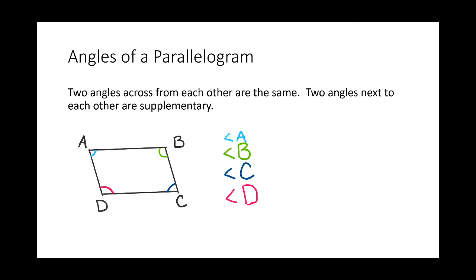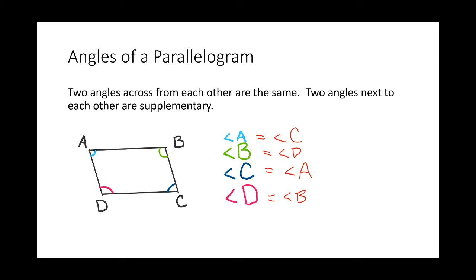There are some special things about each angle of the parallelogram. The two angles that are across from each other are the same. So angle A is equal to angle C, and angle C is equal to angle A. Pretty cool. Also, that means that angle D and B are the same. So they're equal to each other. And angle B is equal to angle D.